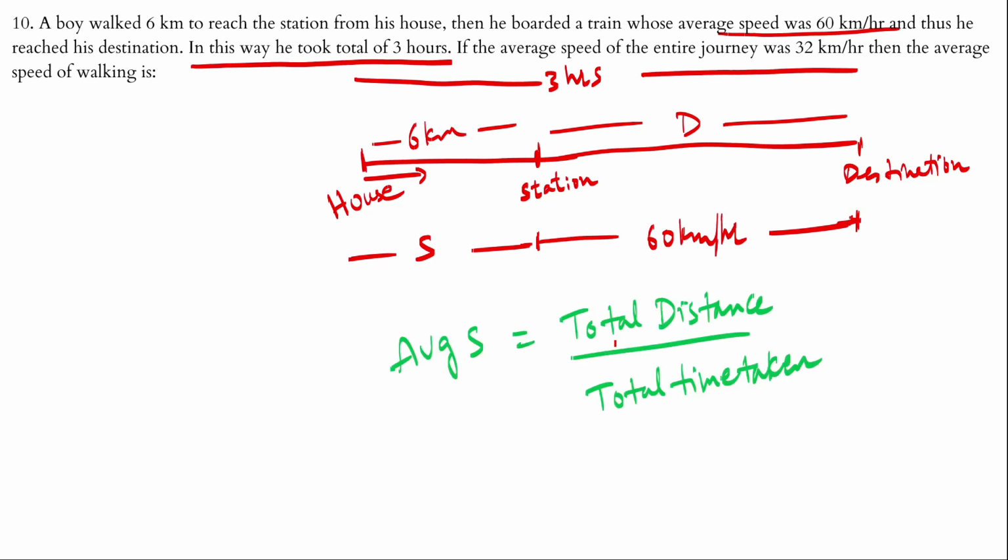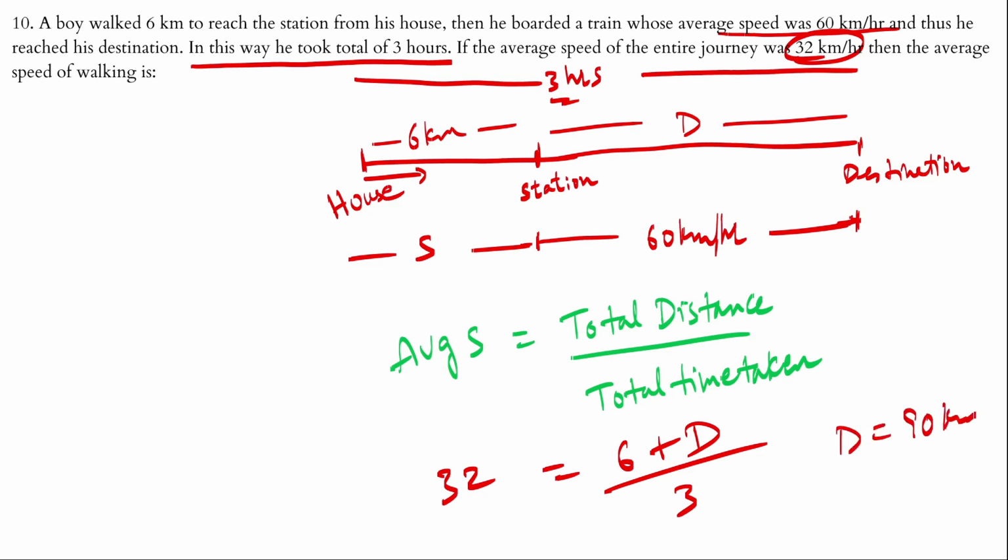And we know the formula, average speed is equal to total distance by total time taken. So average speed is 32 km per hour, it's given. Total distance is 6 plus d, divided by total time taken, which is 3 hours, right? So d will be equal to 90 kilometers on solving this.